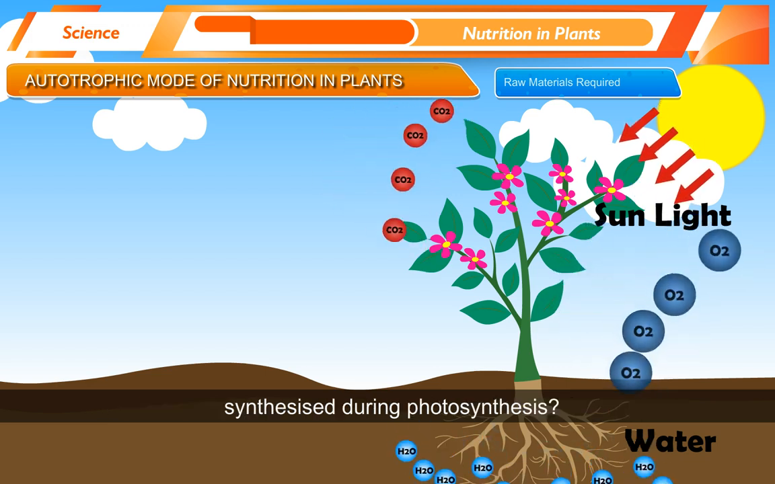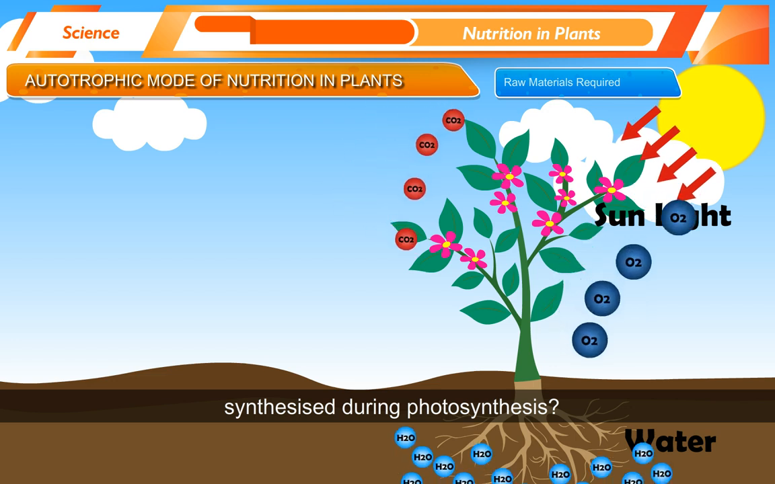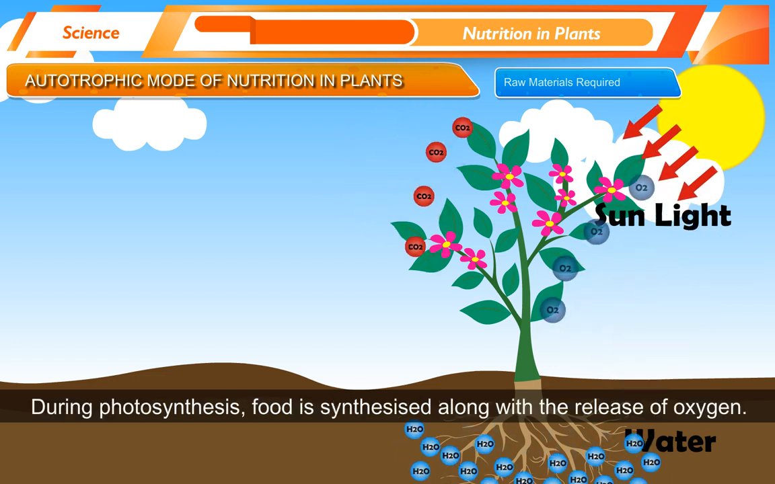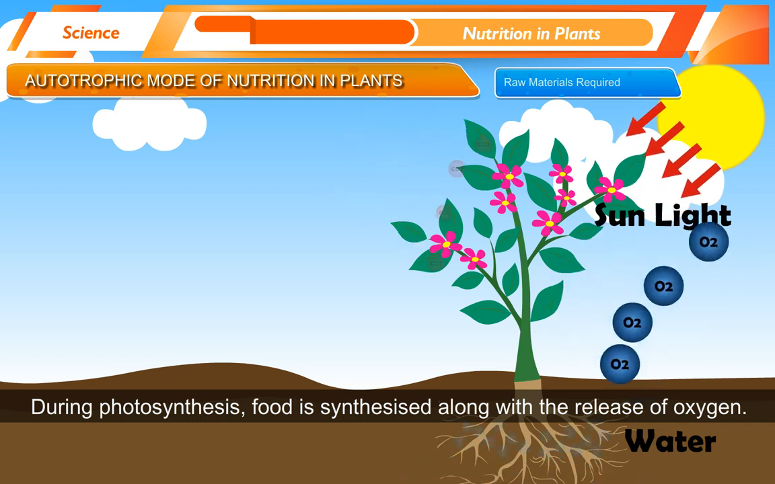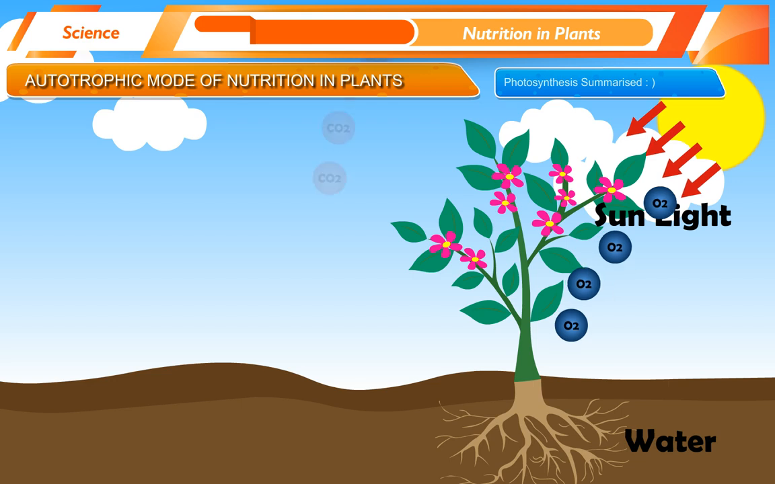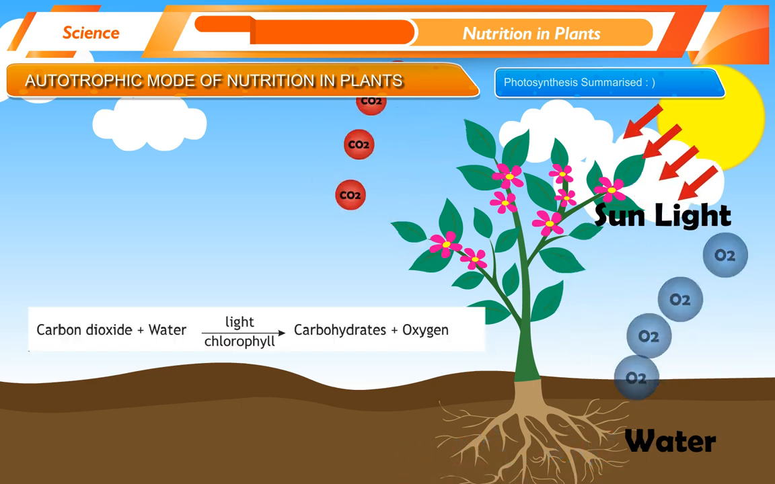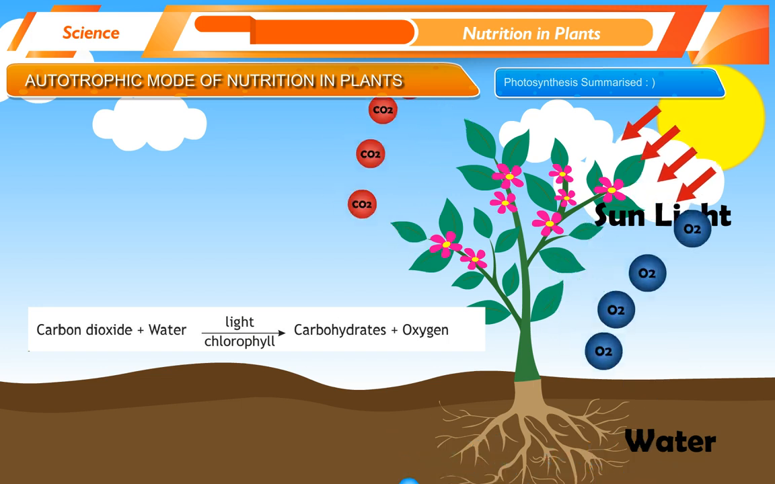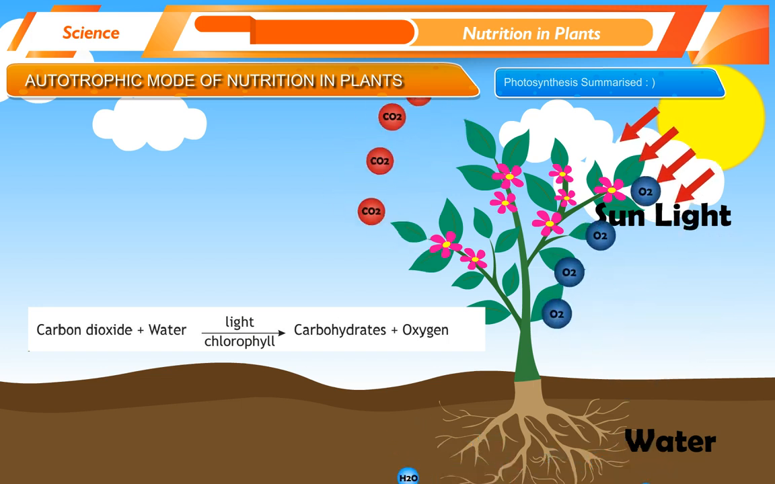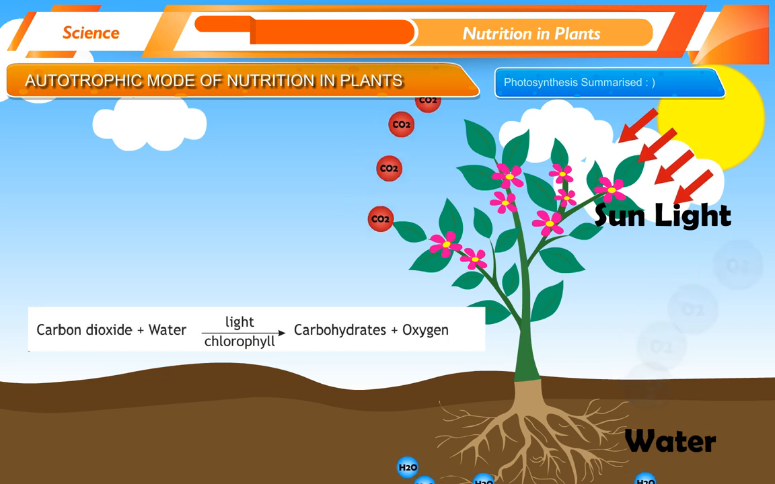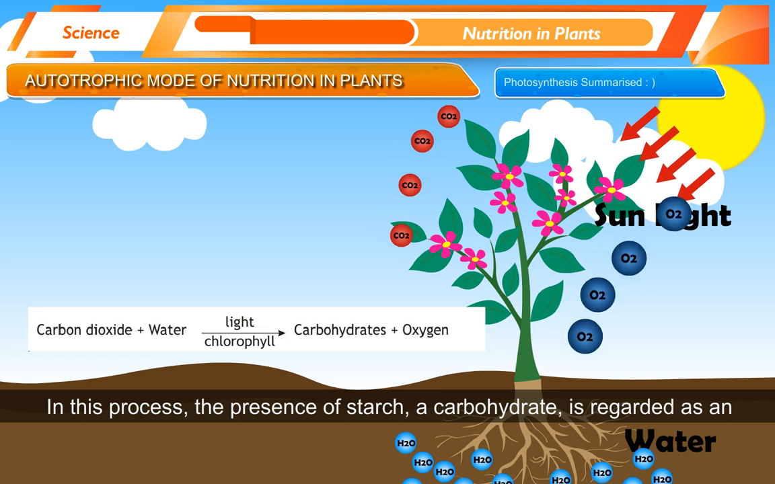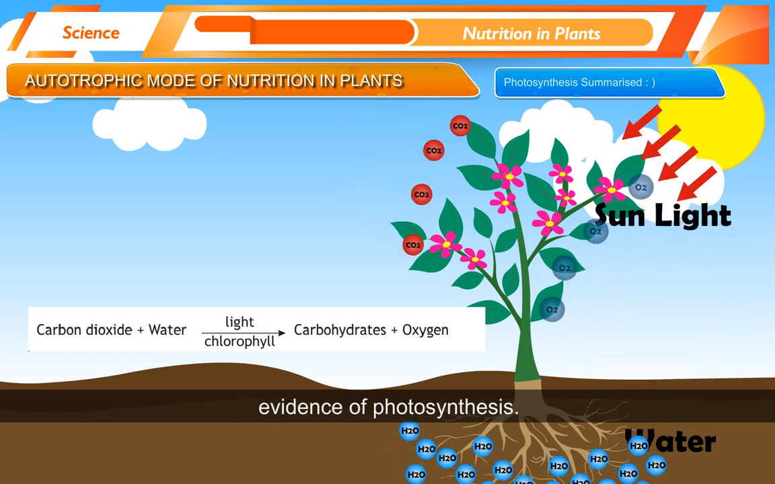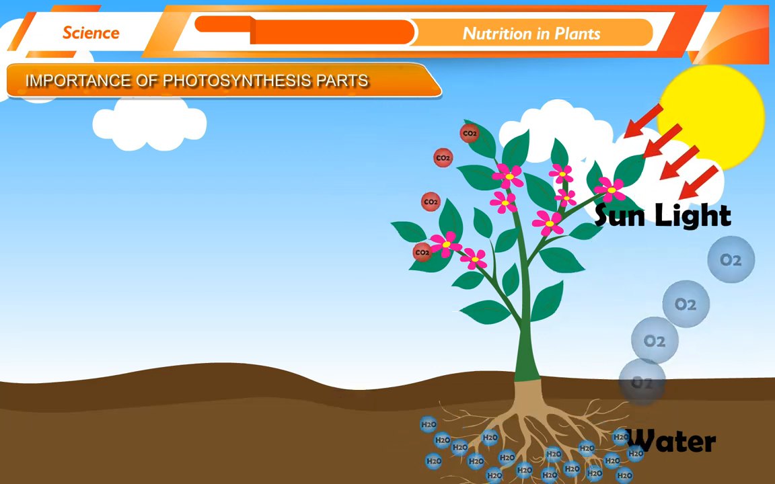What is synthesized during photosynthesis? During photosynthesis, food is synthesized along with the release of oxygen. Photosynthesis summarized: carbon dioxide plus water, along with light and chlorophyll, gives carbohydrates plus oxygen. In this process, the presence of starch, a carbohydrate, is regarded as an evidence of photosynthesis.